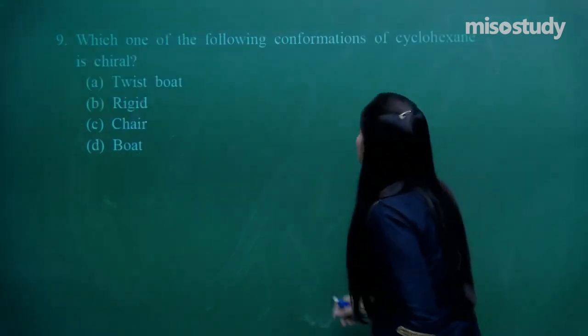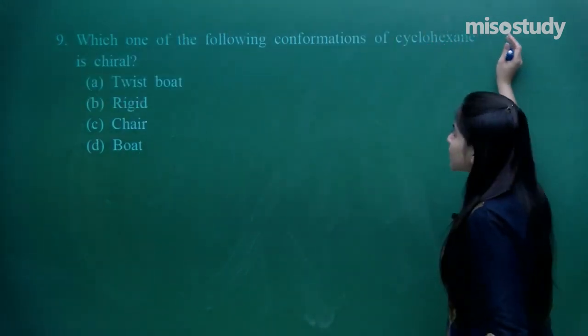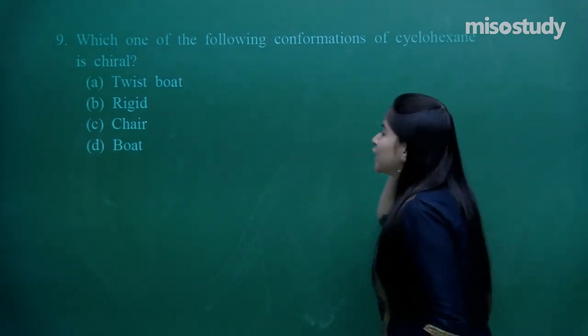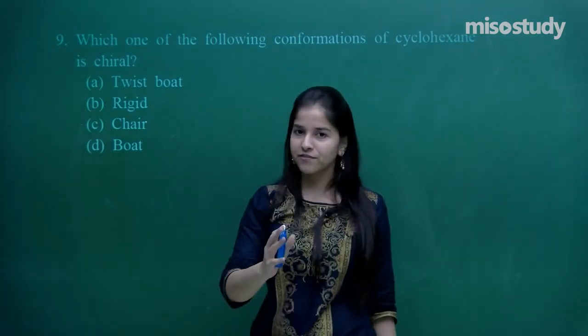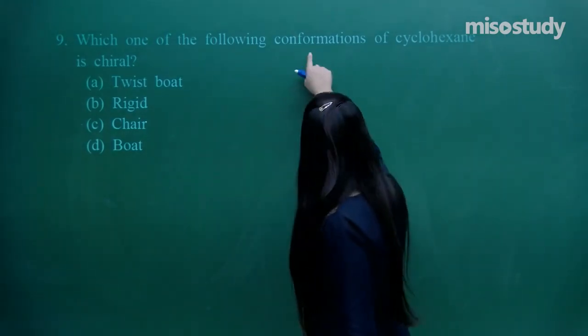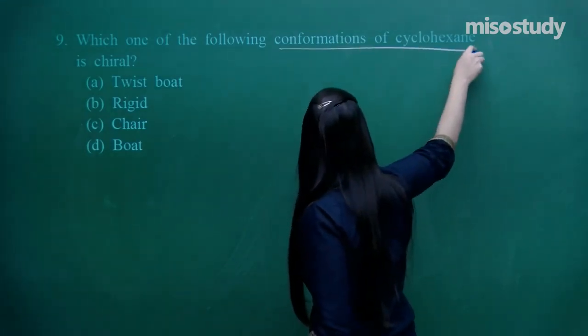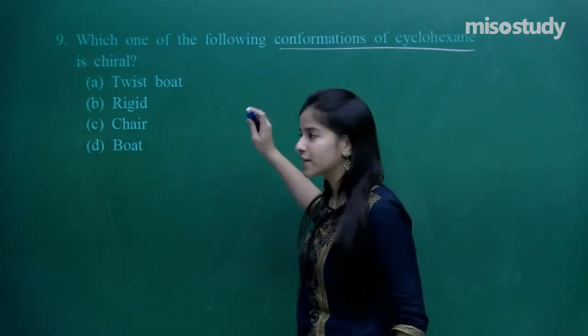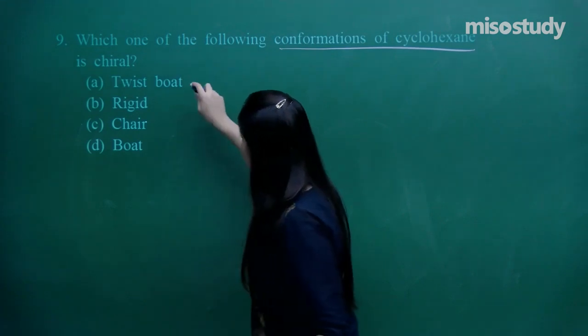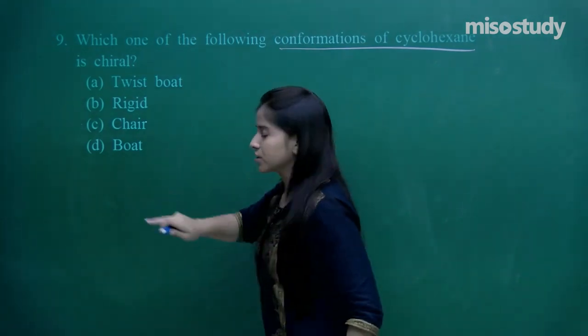So it says, which one of the following conformations of cyclohexane is chiral? So it's a conceptual question. If you know the fact, you know the answer. You need to have the knowledge about the different conformations of cyclohexane. So what do we have? We have got twist boat, rigid, chair, boat.